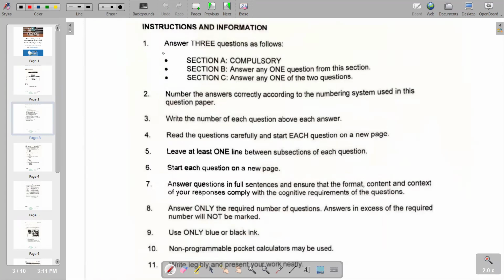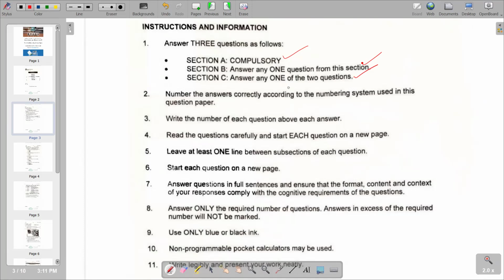The first instruction reads: answer 3 questions as follows. Section A is going to be compulsory. Section B, you answer any one question from this section. You have got 2 questions and then you are going to choose one. And then for Section C, answer any one of the 2 questions again. You have 2 questions, you also choose one. That is the essay part.